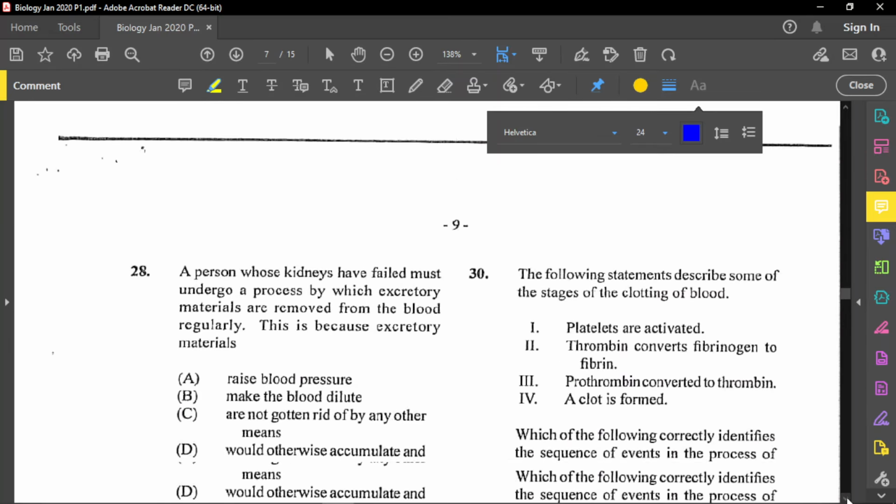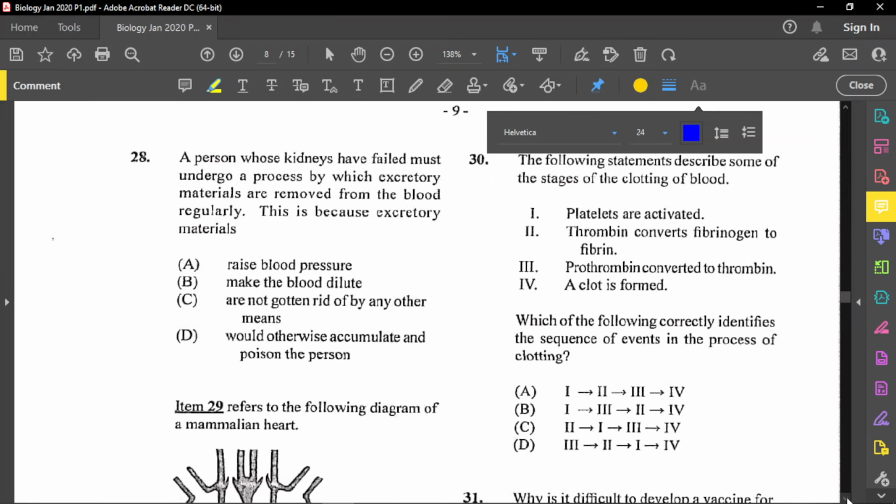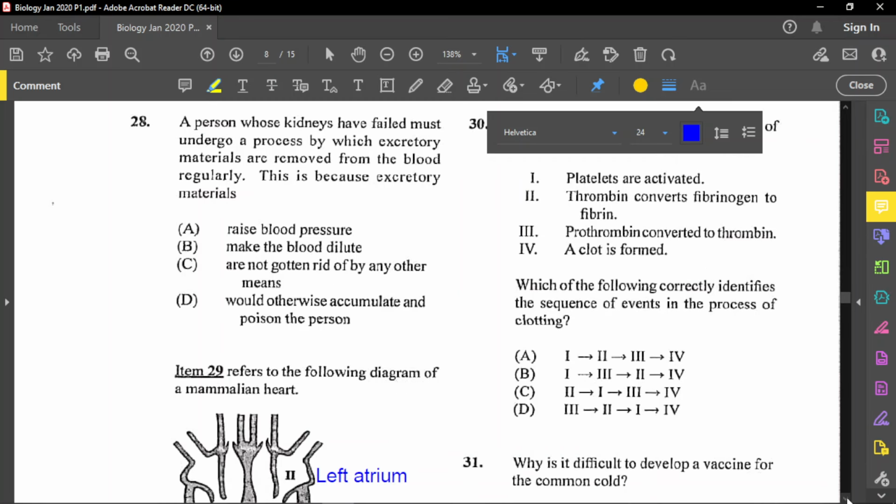I have question number 28. A person whose kidneys have failed must undergo a process by which excretory materials are removed from the blood regularly. This is because excretory materials do what? Now we said they raise blood pressure. No, not necessarily true. Make the blood dilute. No. It said are not gotten rid of by any other means. Yeah, remember, if you're not urinating, you're going to sweat, right? So that's not necessarily true. And it said would otherwise accumulate and poison the person. Yeah, that's what it's called, waste product. Waste product is not good for the body. It can damage the body or poison the body. All right, such as urea and all of those substances.